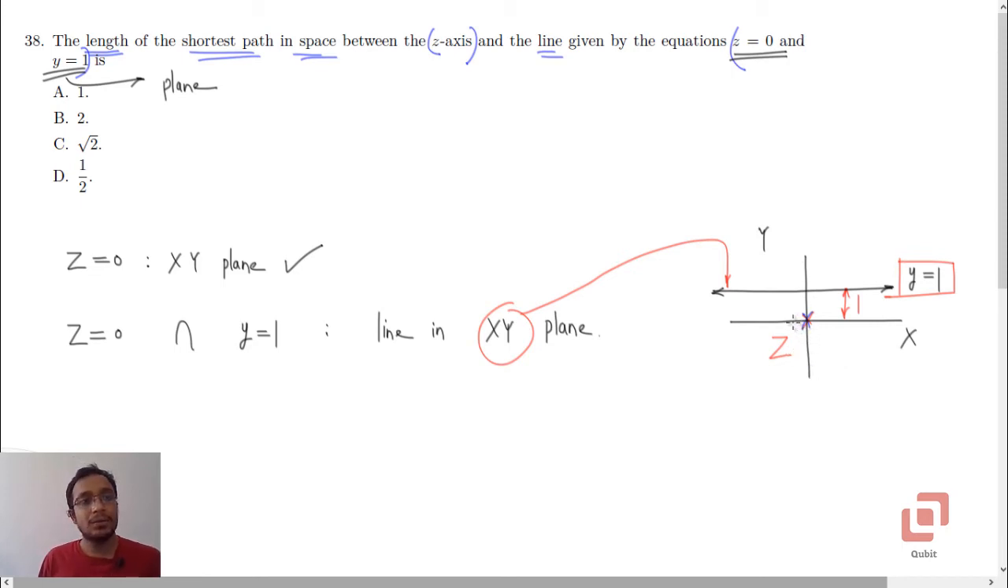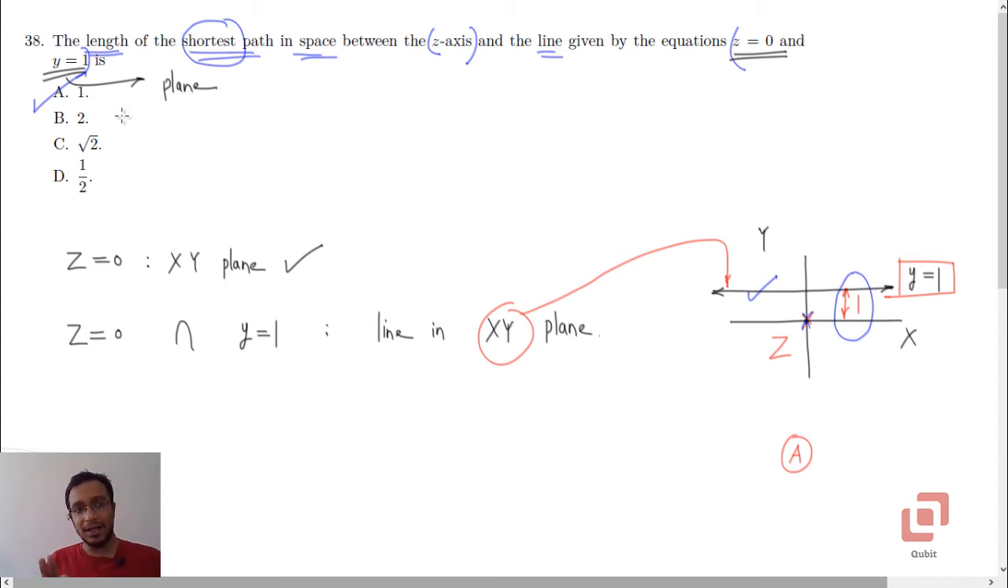Now the problem is asking us to determine the length of the shortest path between the z-axis and the line, which means the length of the shortest path between this line and the origin. Clearly this is going to be the distance 1. The least distance between the origin and the line y equal to 1 is 1, and hence the correct option is not root 2 but 1.